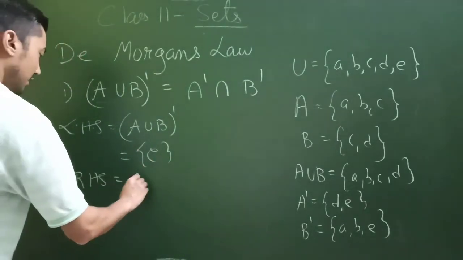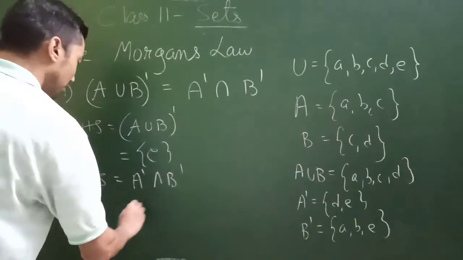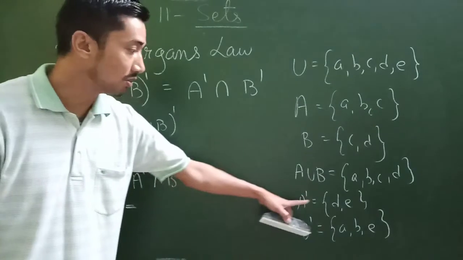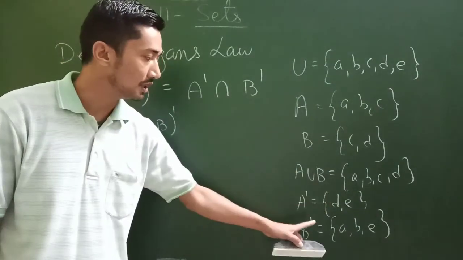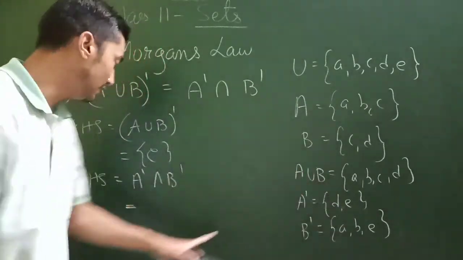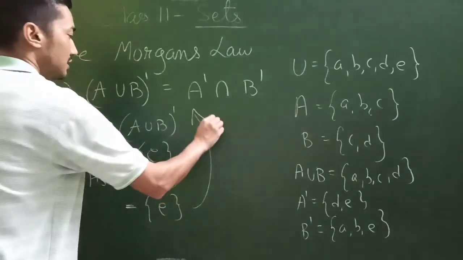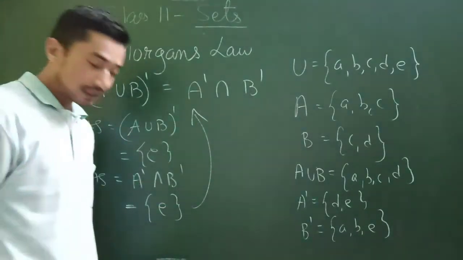What about the right hand side? Right hand side: A complement intersection B complement. Since I've already done it, I'm not going to write down the sets here. A complement is D, E. B complement is A, B, E. What is common? E. So you see, proved. So hence verified. It's as simple as that.